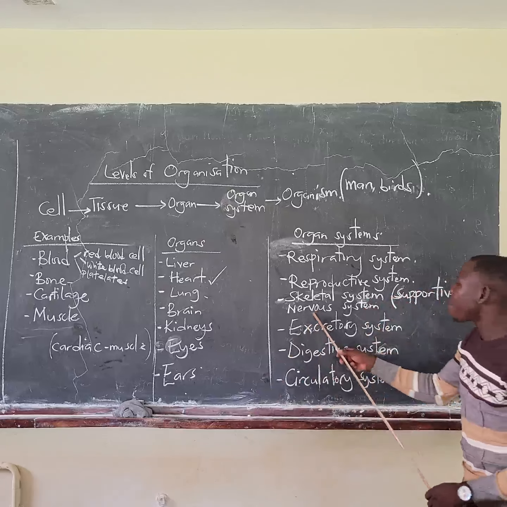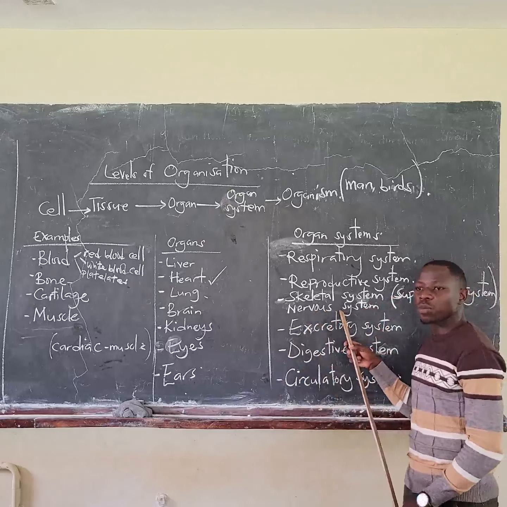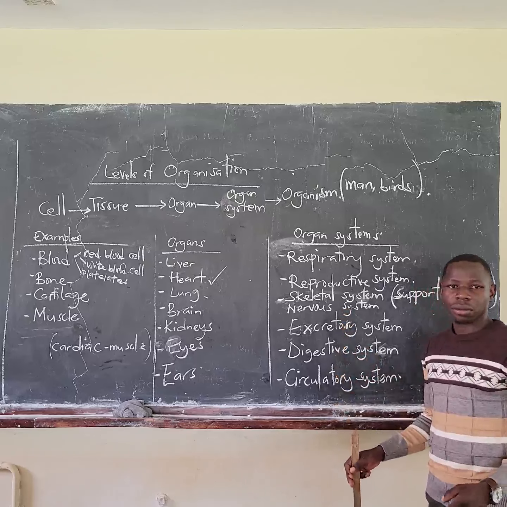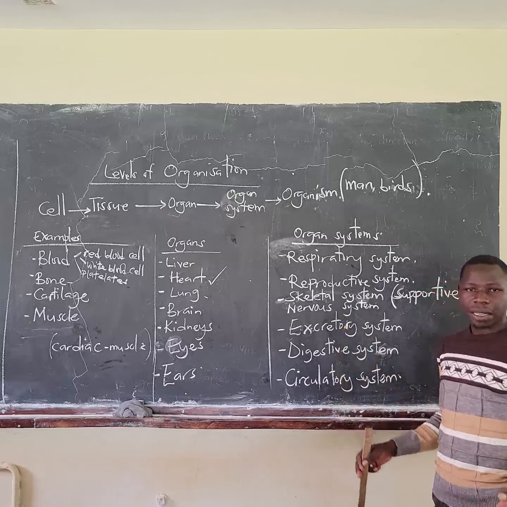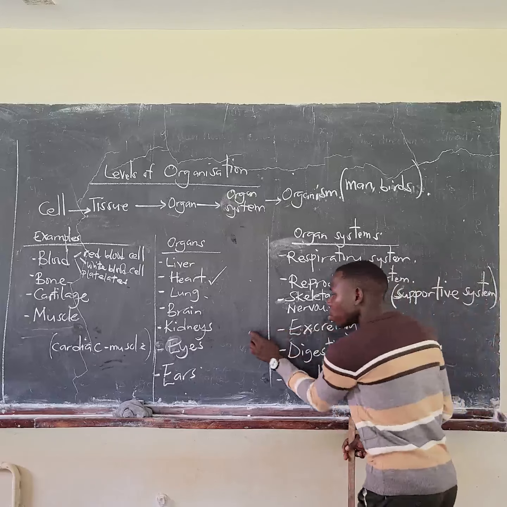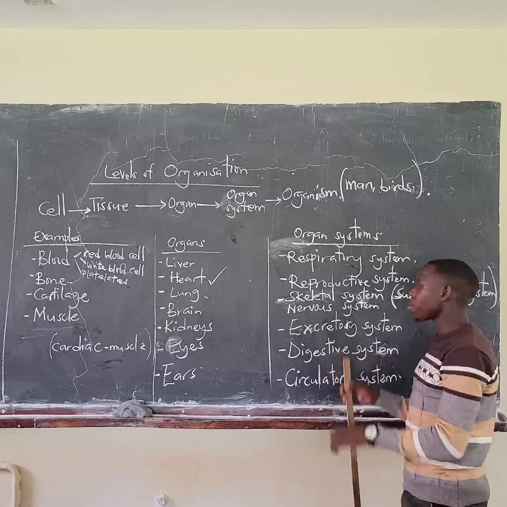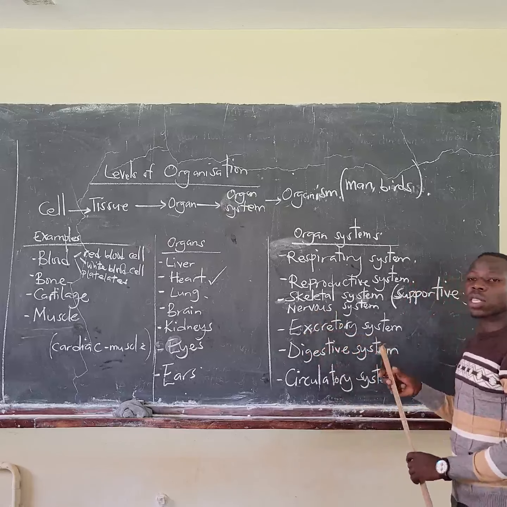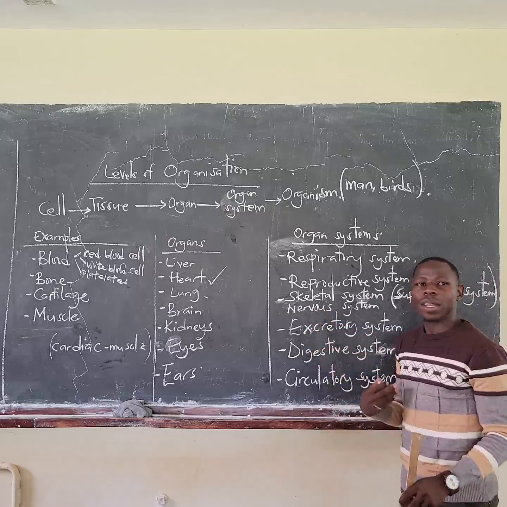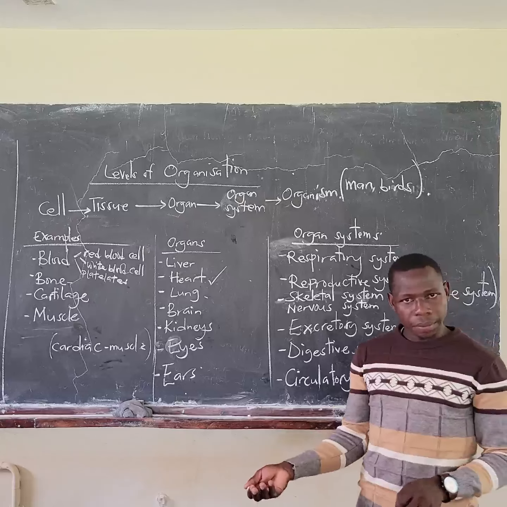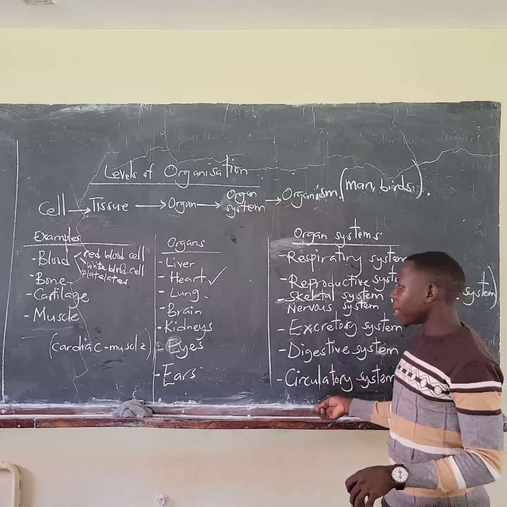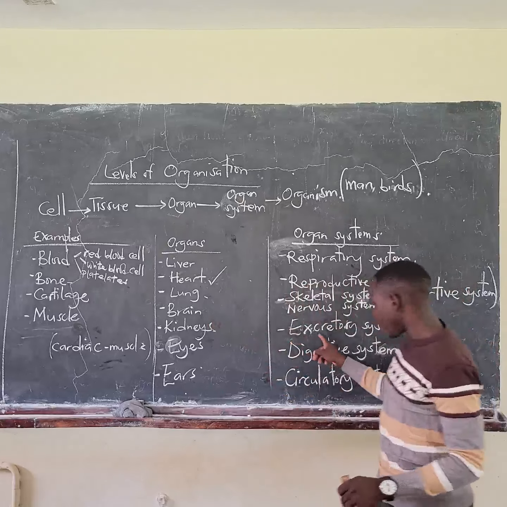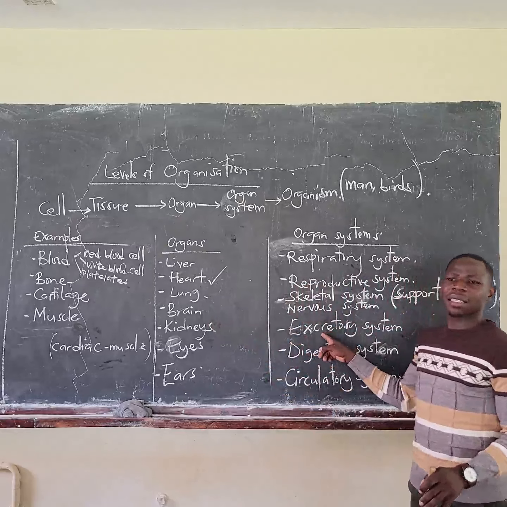We have the nervous system. This one is responsible for communication through impulses. When you touch something which is hot, you are able to tell that it is hot because of the nervous system. The excretory system. This one is responsible for removing waste products from our body. And it's also made up of organs. For example, the kidney forms up the excretory system.